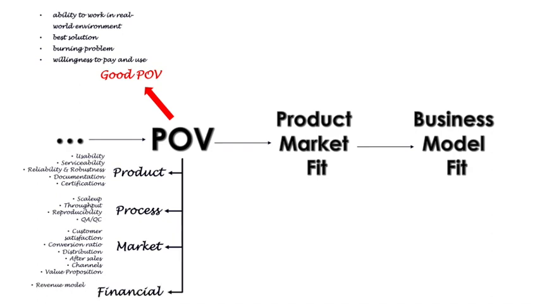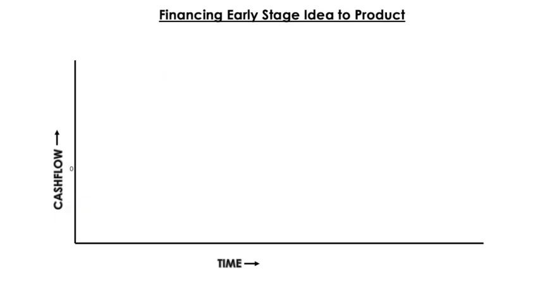Financially, a clear revenue model needs to be developed. Overall business plan, including financial projections and investment requirements, need to be developed. This last factor related to investment is especially important as we move beyond the proof of value stage. If we look at the overall cash flows in financing an early stage technology idea to product, it looks something like this.